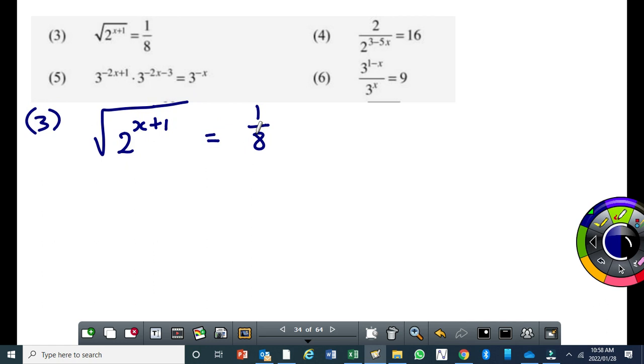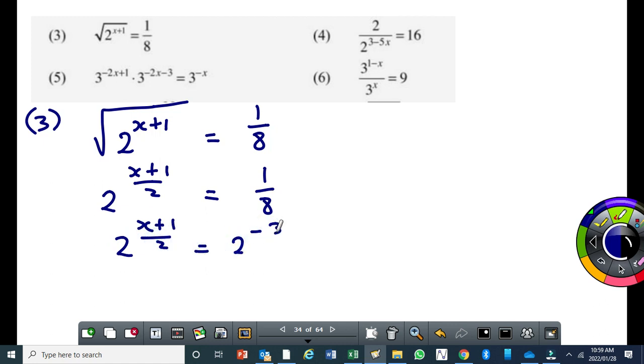Now, remember, from what we have done so far, be aware that the left-hand side can be simplified in more than one way. Depending on what comes into your mind the first time you see the question, you apply that. So this, I can write it as 2 to the power of x plus 1 over 2. This is equal to 1 over 8. But I can convert the 1 over 8 to a base of 2. So I can write this as 2 to the power of x plus 1 over 2 is equal to 2 to the power of negative 3.